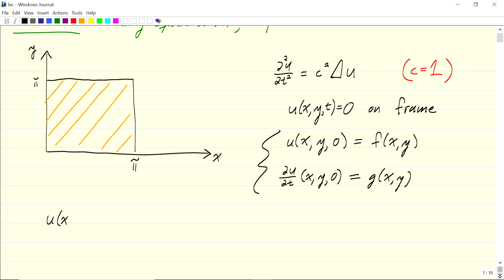And last time I went through the classic separation of variables method and found a solution, u of x, y, t. We got a double Fourier series. The summation is over n and m. Both go from 1 to infinity. So that's a double sum.